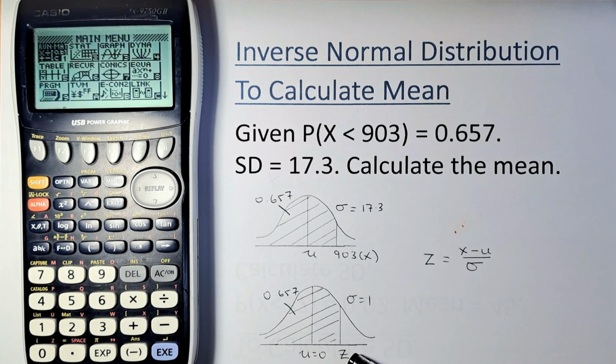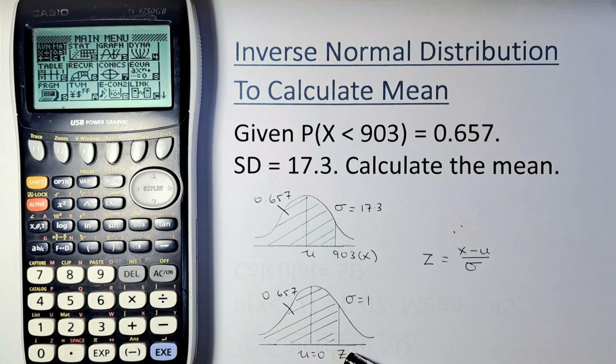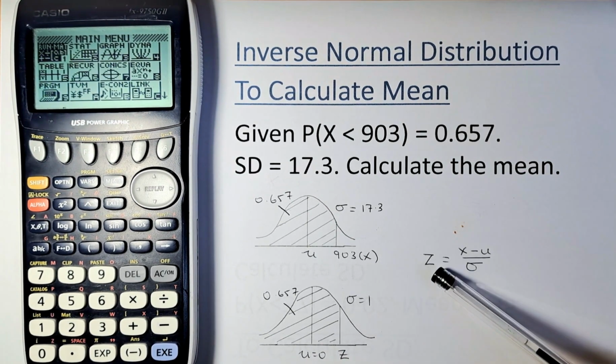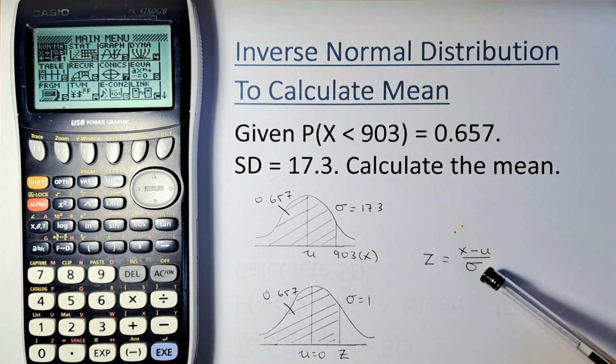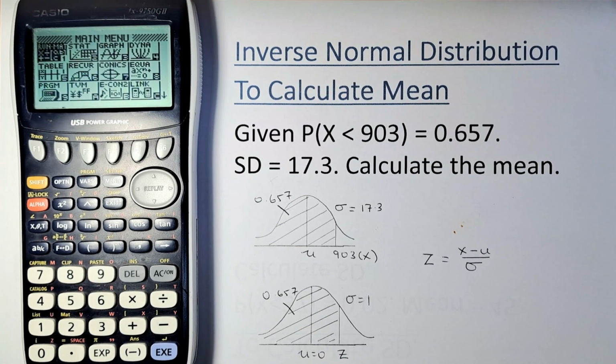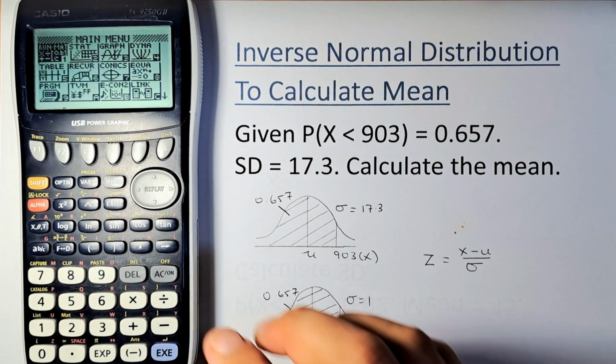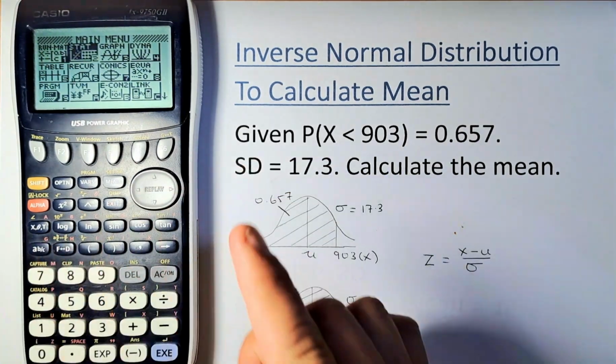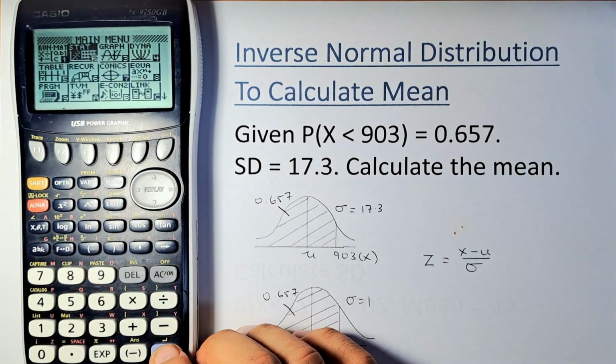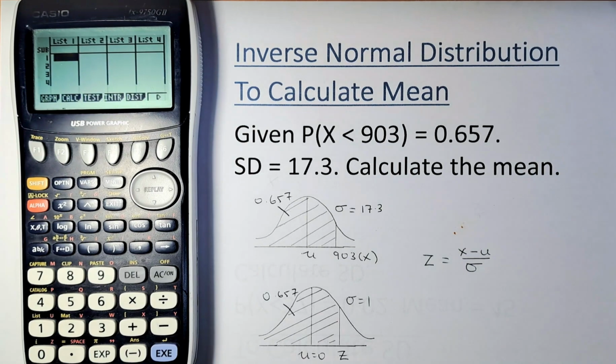First, you need to find the value of z. Once you get this value of z, you're going to substitute the z into this equation to find your mean or your standard deviation. So let's do that. We're going to find the z using the standardized version. We go to the stats button, press the execute button, and now you have to look for the distribution.